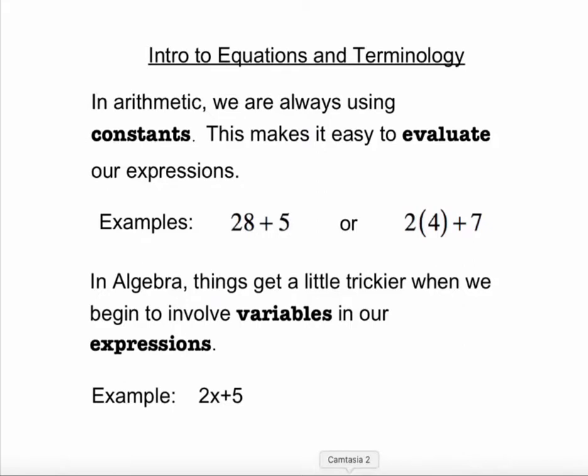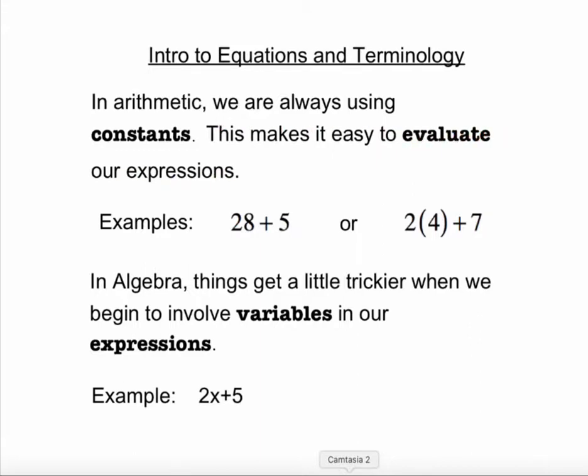All right, so in arithmetic, we're always using constants. Now, first things first, what is a constant? A constant is a number like 28 or 5 or 2 or 4 or 7, just a number. It never changes, right? 5 is always 5. And when we're working with constants, it always makes it easy to evaluate our expressions.